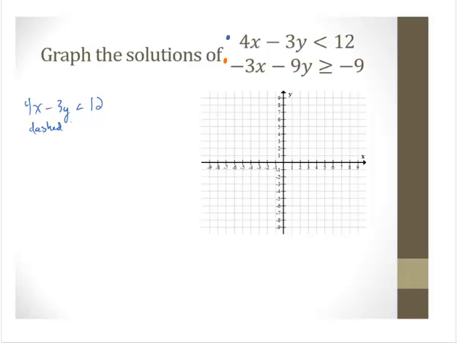And thinking of the equation, I'm going to use the intercept method. The x-intercept would be (3, 0). The y-intercept would be (0, -4). So I'll plot those points and draw the dashed line through those points.